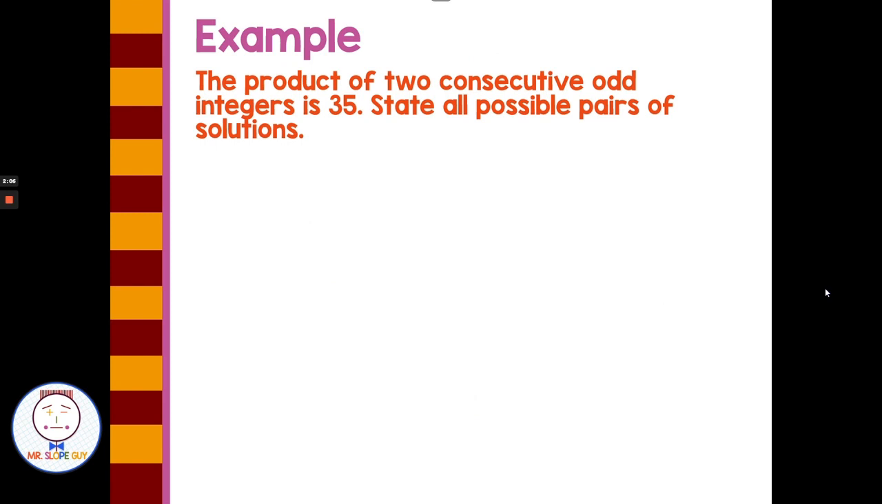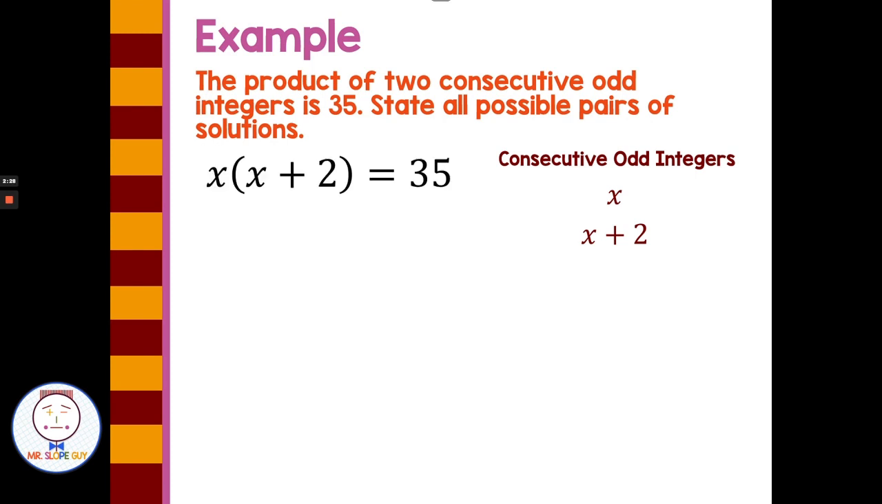Let's say we have: the product of 2 consecutive odd integers is 35. State all the possible pairs of solutions. So we have to read carefully. It says consecutive odd integers, which means if our first is x and we have 2 of them, then the next odd number would be x plus 2. And we can use that to write our equation. So we can do x times x plus 2 is 35. We could distribute, and we get a quadratic.